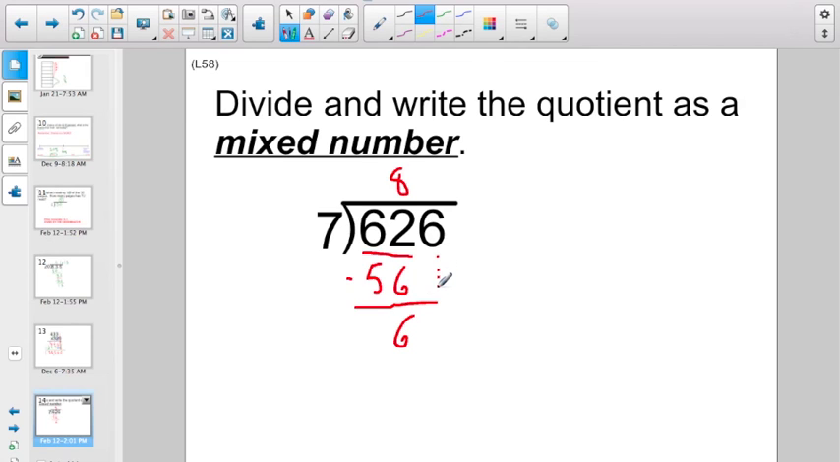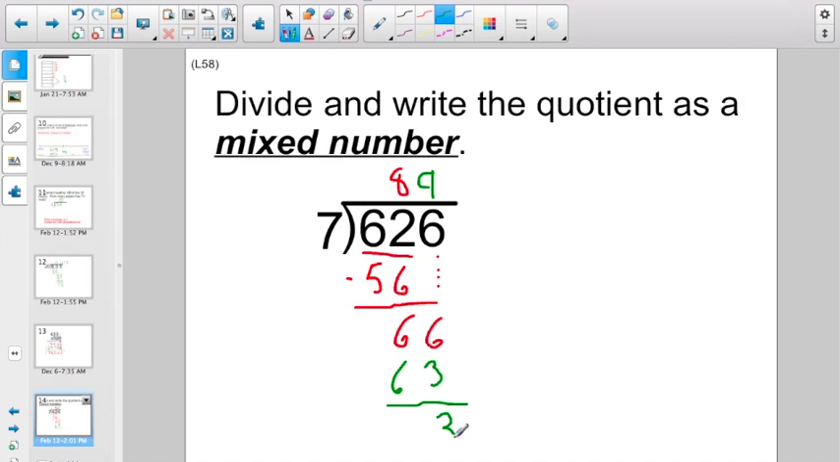Bring down the next number, park it right next to your subtraction answer, and I'm ready to start dividing all over again. 66 this time, divided by 7. Looks like it's going in there 9 times. Multiplying it back for 63, and it is subtracting for 3.